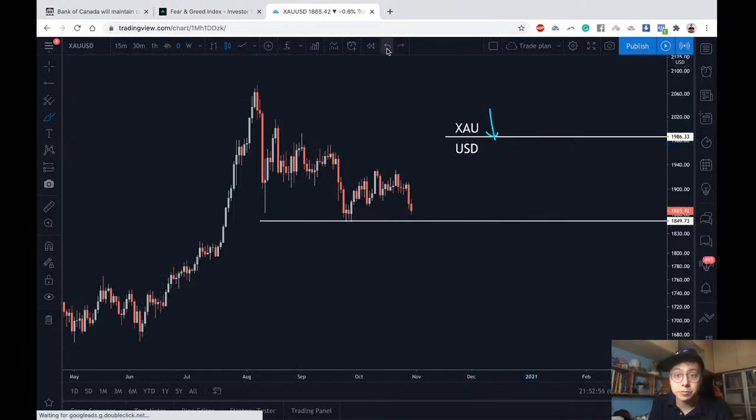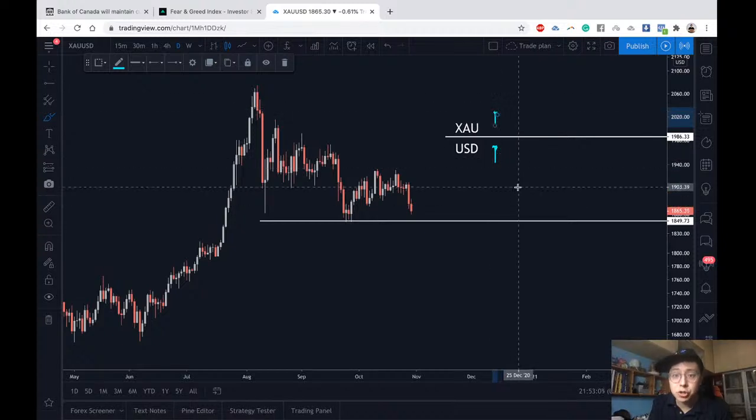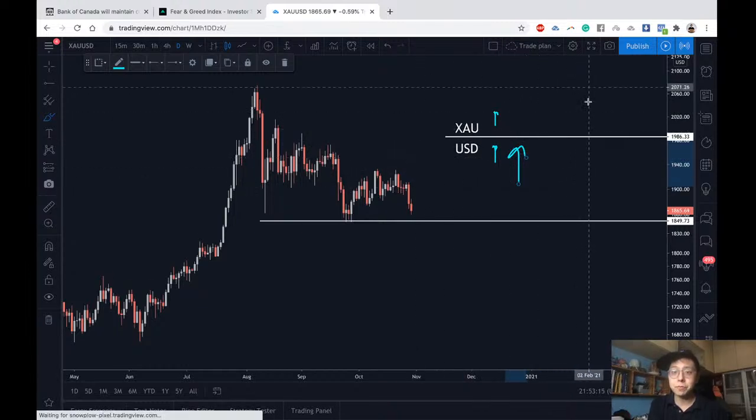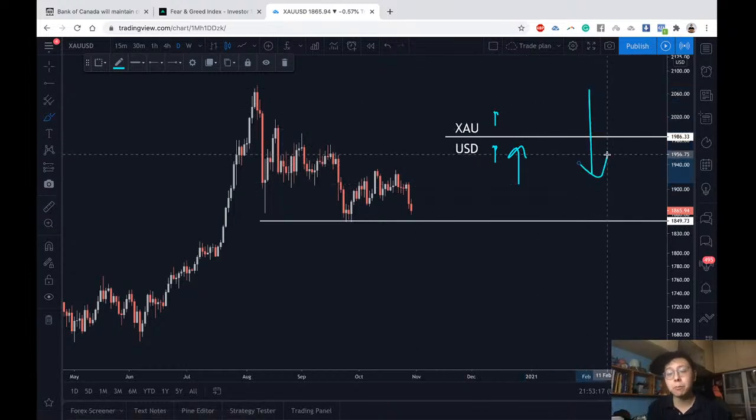Between gold and dollar, both can be increasing. But let's say right now at this very moment the dollar is increasing more than gold itself. That means there's more demand for the dollar currency, less demand for gold, but there's still demand. Then as a whole, the gold price might still come down because relatively the dollar is still rallying more.